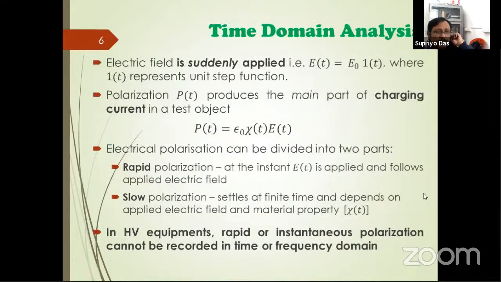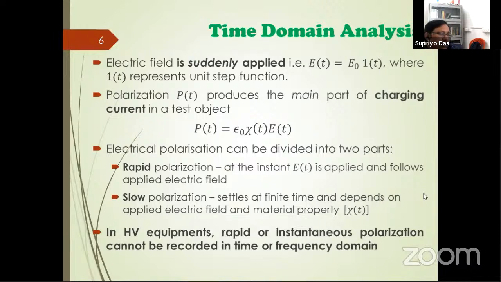Now, I will mostly talk about the time domain analysis. So if we look into this, first, the electric field is suddenly applied: E(t) equal to E0 1(t). 1(t) represents a step function. Normally it's a constant voltage, so just to represent it in the form of time, we represent it by the unit step function, that is 1(t).